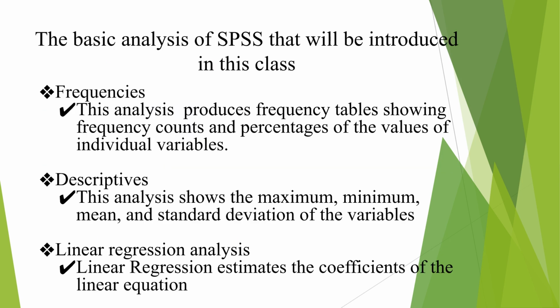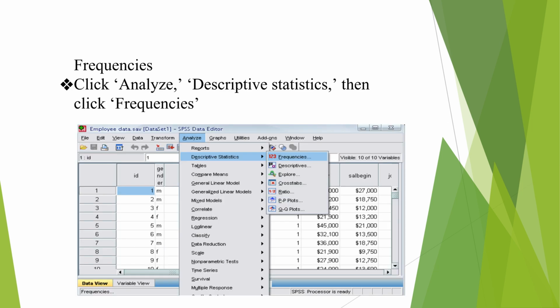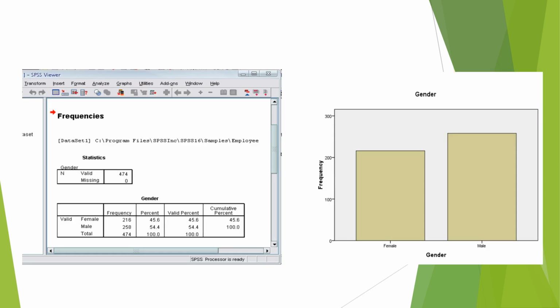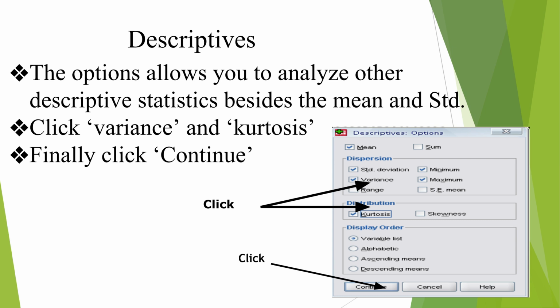To perform a frequencies analysis, click Analyze, then Descriptive Statistics, and finally Frequencies. To perform a descriptives analysis, click Analyze, Descriptive Statistics, and then Descriptives. Within the descriptives options, you can analyze additional statistics like variance and kurtosis. Select the desired options and click Continue. After selecting the variables and options, click OK in the descriptives box to view the results of your analysis.